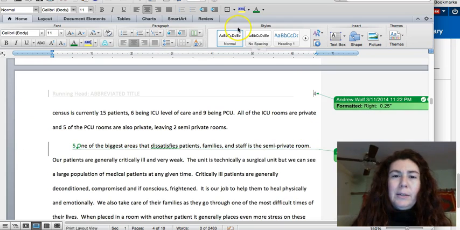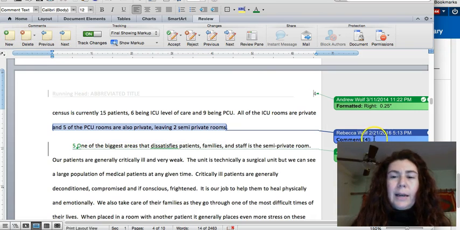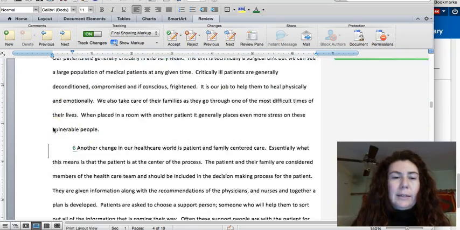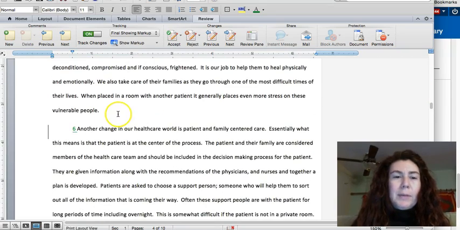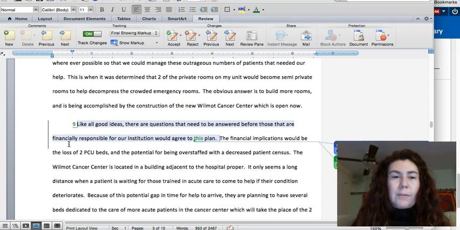Here I'm using the review section in Word, so if you click on review and you turn track changes on, you can highlight an area and click new, and then write in a little comment here for the person to look at. And then any text that you type in will show green. So that's how you use that feature.